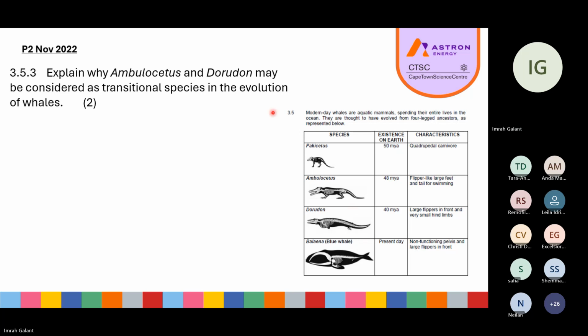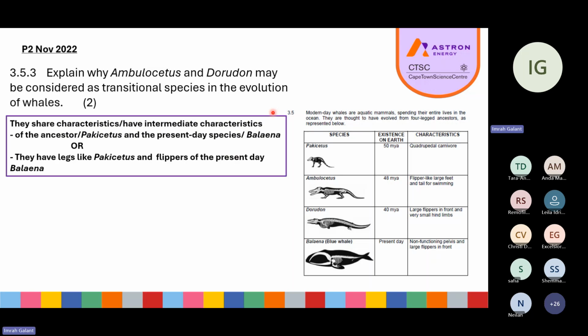So basically, what they say is they share characteristics or have intermediate characteristics of the ancestor, the Pakicetus, meaning both the Dorudon and Ambulocetus, they both have, so the Dorudon has small legs or small hind limbs, whereas the Ambulocetus has flipper-like large feet, meaning they both can occur on land, right? And they both also have some type of flippers. The Dorudon has a flipper, and the Ambulocetus has a tail, which allows them to swim. Therefore, they are the transitional species in the evolution of whales. Okay.